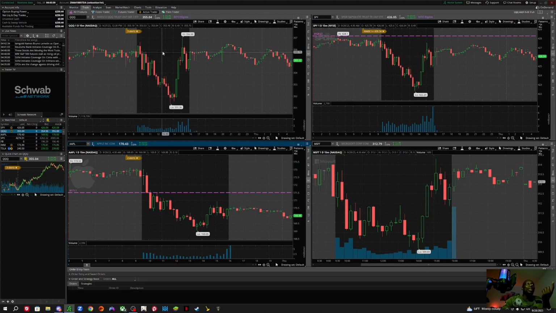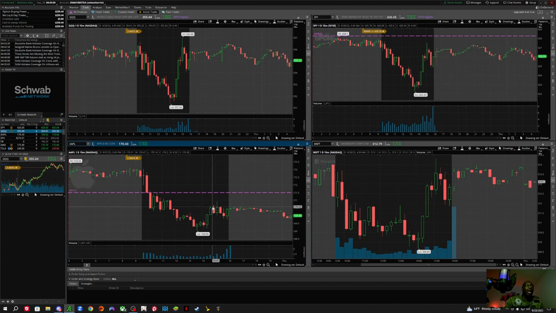You go over to QQQ, it's doing the same thing. You come over to SPY, it's doing the same thing. Apple's a major player in this market. Everything else seems like it kind of follows Apple. So I use Apple as my cheat sheet. And I don't think enough people realize that Apple is the cheat sheet. What Apple does, everything else will follow.